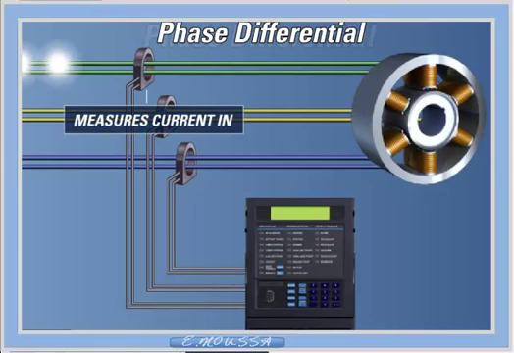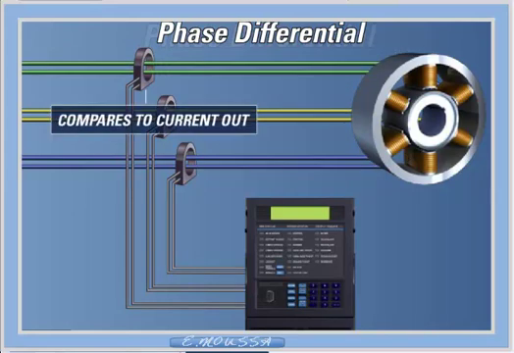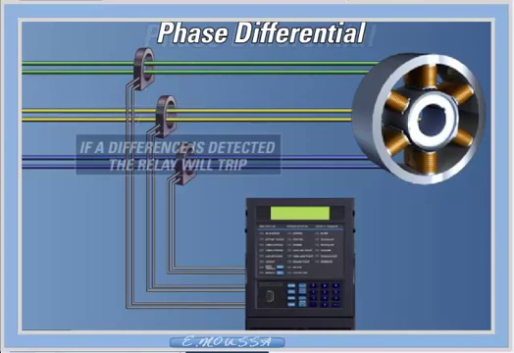The differential element subtracts the current coming out of each phase from the current going into each phase and compares the result, or difference, with the differential pickup level. If this difference is equal to or greater than the pickup level for a period of time greater than a user-specified delay, a trip will occur.